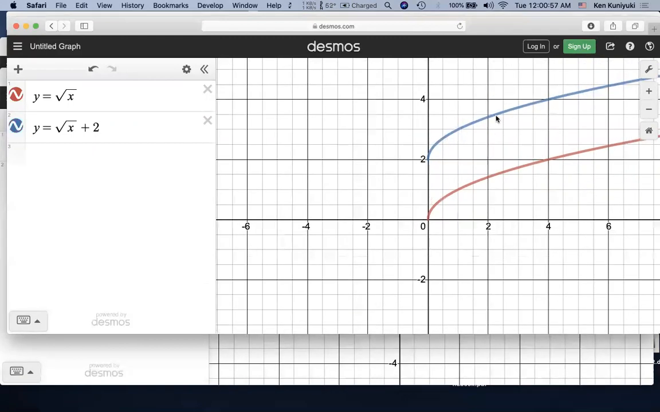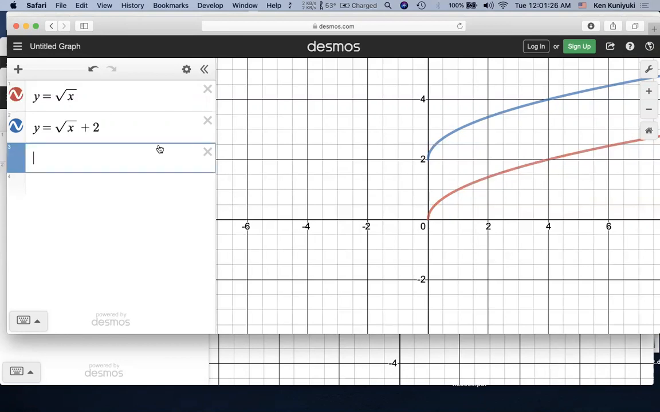We move the graph up 2 units. That makes sense because for every x value in the domain, notice the domain is the same, we're going to get a y coordinate that's 2 higher than the y coordinate we got on the original red graph. So for example, at x equals 2, the y coordinate on the blue graph is 2 units higher than the y coordinate on the red graph, and so forth.